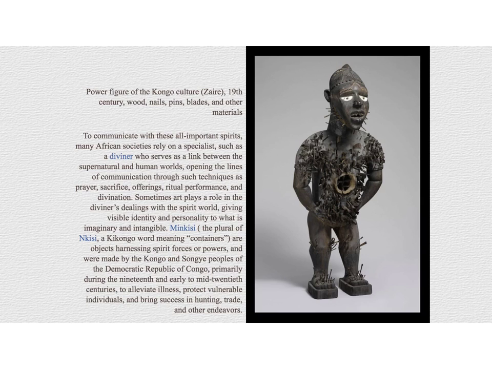So the African term for this work, the first part is Nkisi. Nkisi is a word that literally means container. So this figure is a container that harnesses spirit forces or powers. It's made by people in the Democratic Republic of Congo during the 19th and early 20th centuries. It has a lot of different uses. They might use it to try to alleviate illness, to protect people, or to bring success in life and any kind of different endeavor.